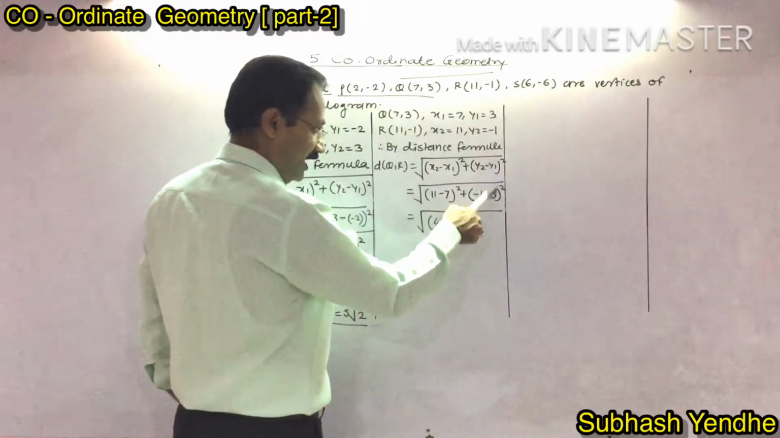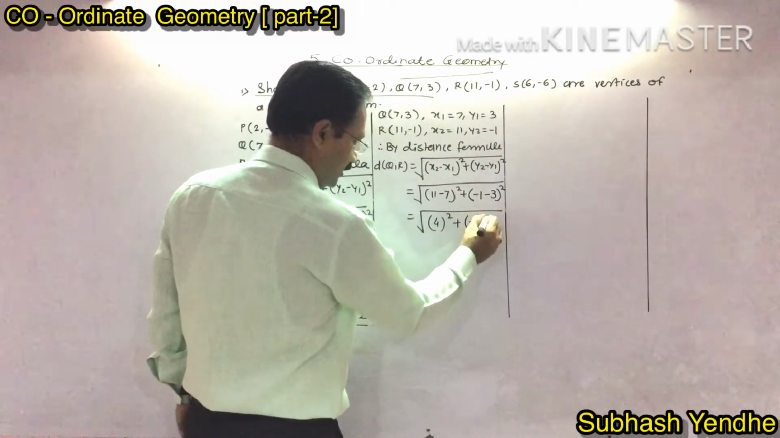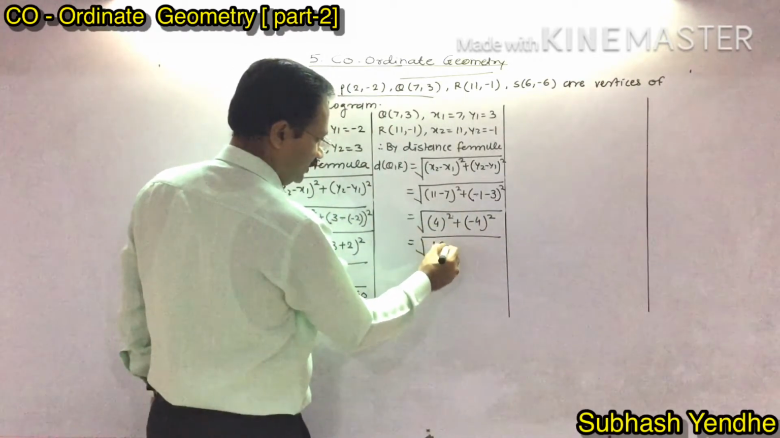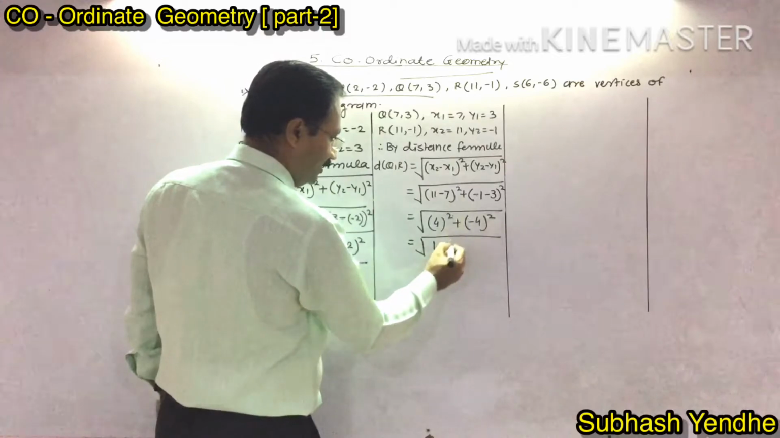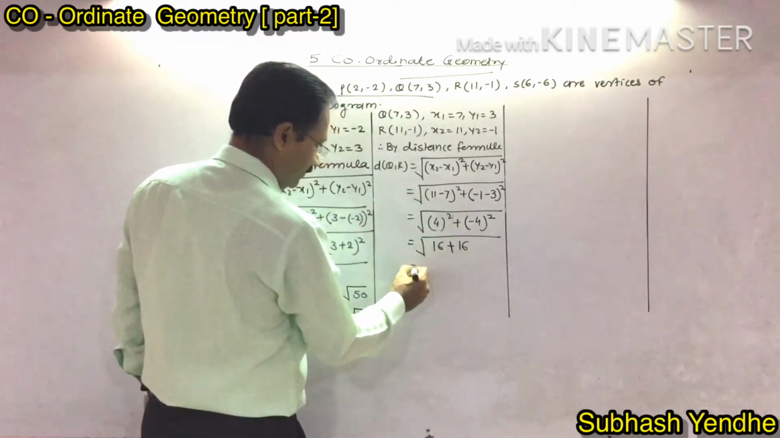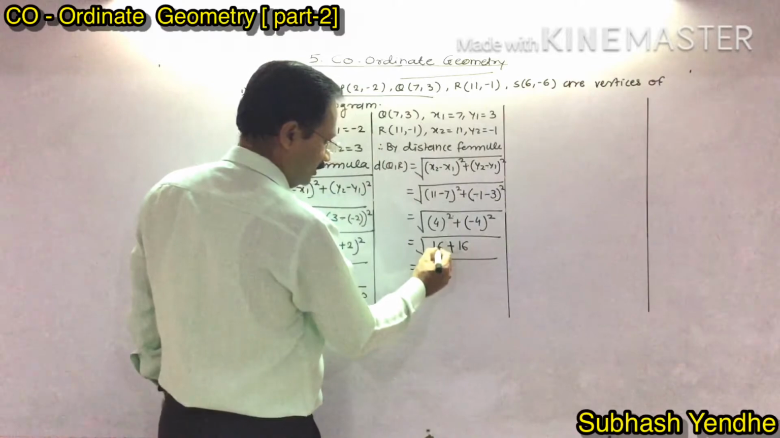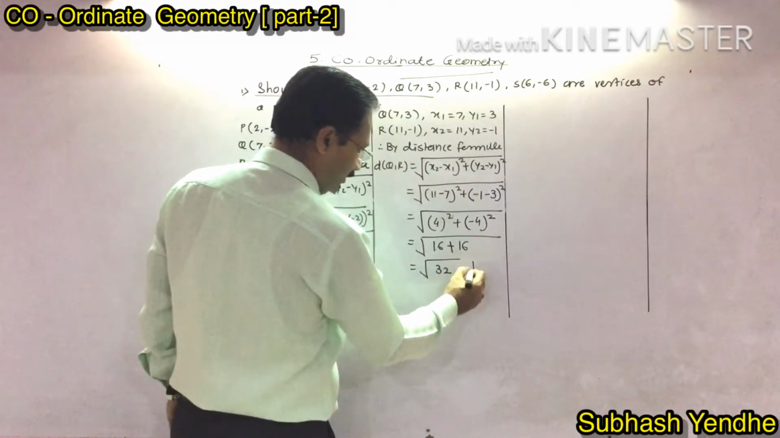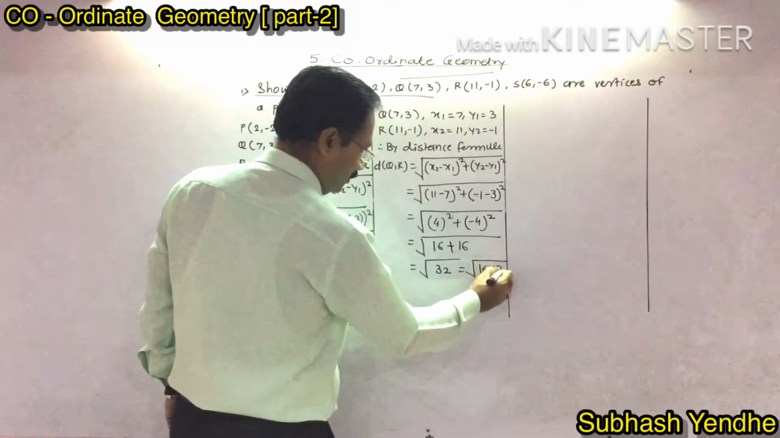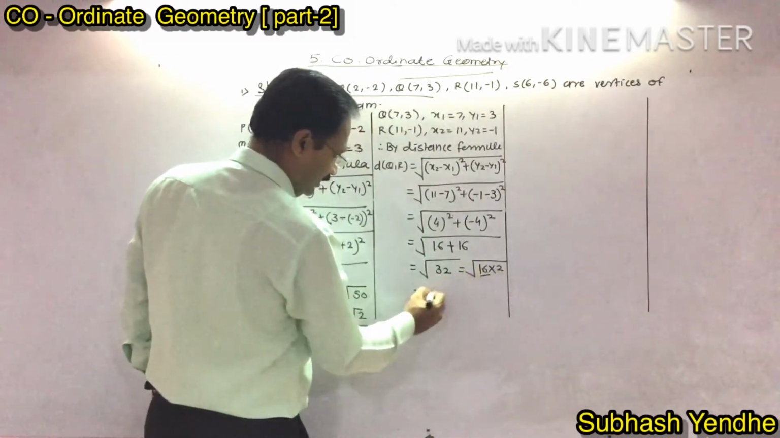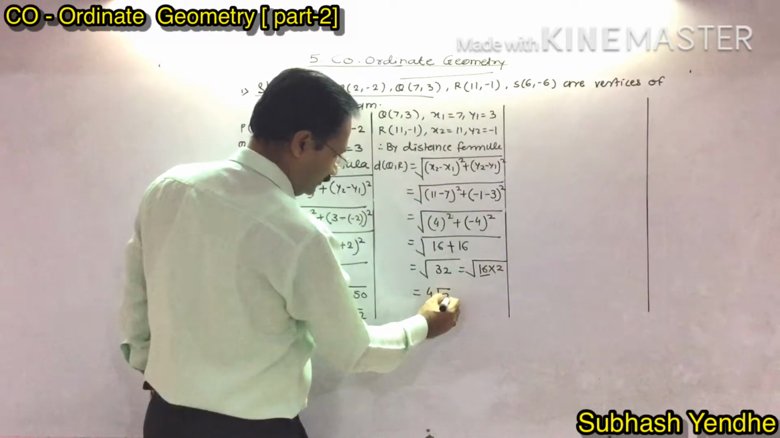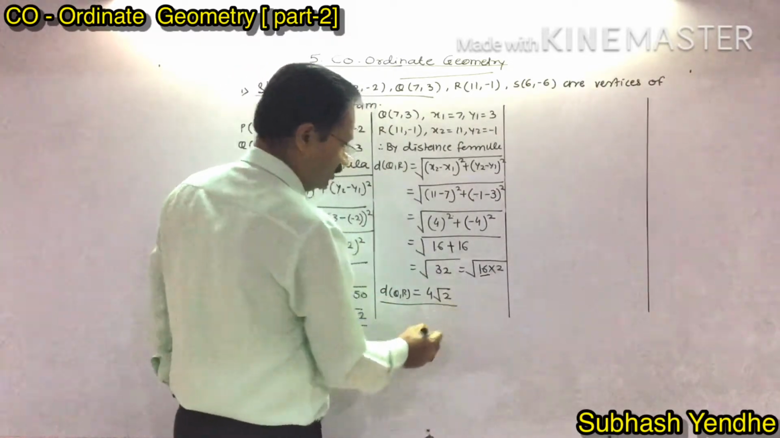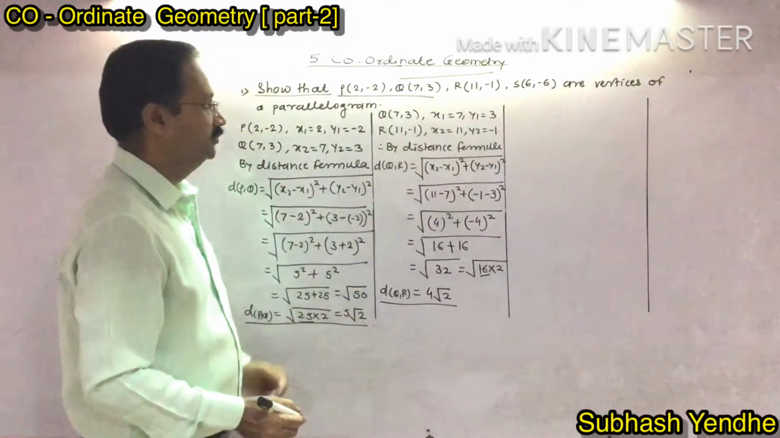Then minus 1 minus 3: the signs are the same, so add and give the sign of the larger number. So here you will get 4 square is 16 and minus 4 square is also plus 16, because minus square is always positive. 16 plus 16 is 32. So we can factorize 32 as 16 into 2. The root of 16 is 4. So you get the answer 4 root 2, distance QR equals 4 root 2.